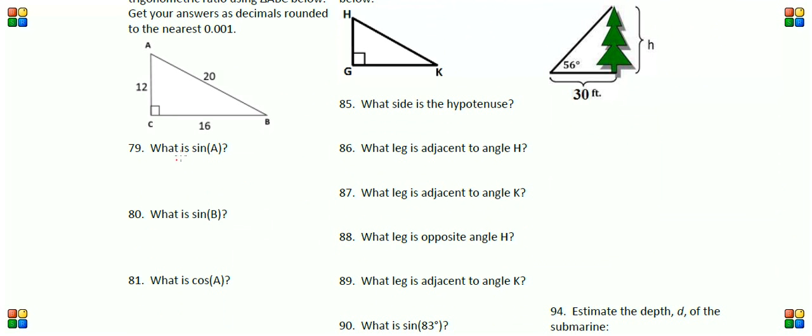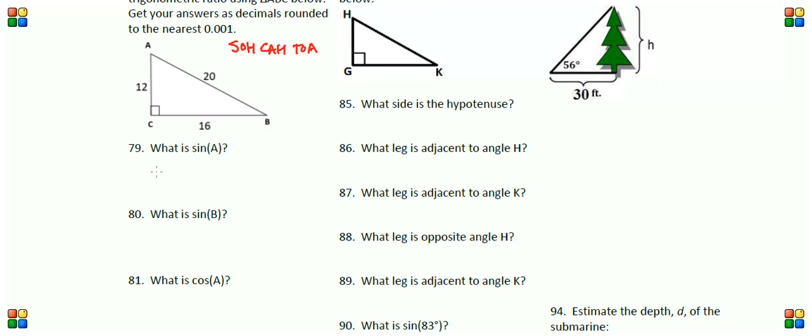What is sine of A? I'm going to follow my own advice, and when I see trig questions, I'm going to go ahead and write SOHCAHTOA. The last thing you want to do, class, is make a mistake and flip one of these ratios around accidentally when you really actually know the answer. So SOHCAHTOA, sine equals opposite over hypotenuse, cosine equals adjacent over hypotenuse, tangent equals opposite over adjacent.